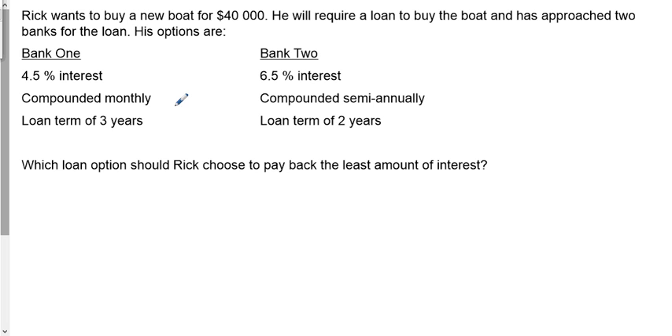Okay, now that you've read the question, we're going to compare Bank 1 and Bank 2. To do that, we're going to need to use the compound interest formula. So we're going to need to use this. So we're going to want to calculate I and N for both Bank 1 and Bank 2. So we'll start with Bank 1.